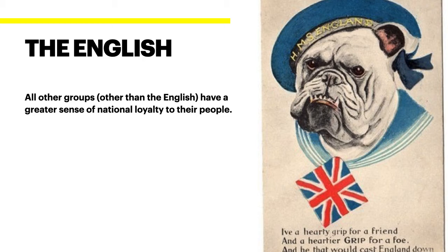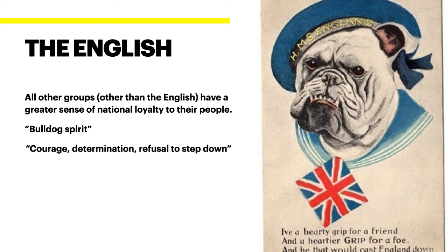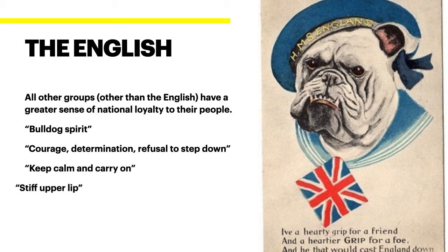And the English don't necessarily have this loyalty, and that also makes sense because, as we can remember from previous lectures, the English make up a majority of the people in the United Kingdom. But there are some aspects of their quality, such as the bulldog spirit, which is this kind of very stereotypical British attitude towards life. So this idea of courage, determination, refusal to step down. Also, this keep calm and carry on. This idea of being in control of your emotions, being sometimes even cold, but definitely stern and having resolve. Also, this stiff upper lip.